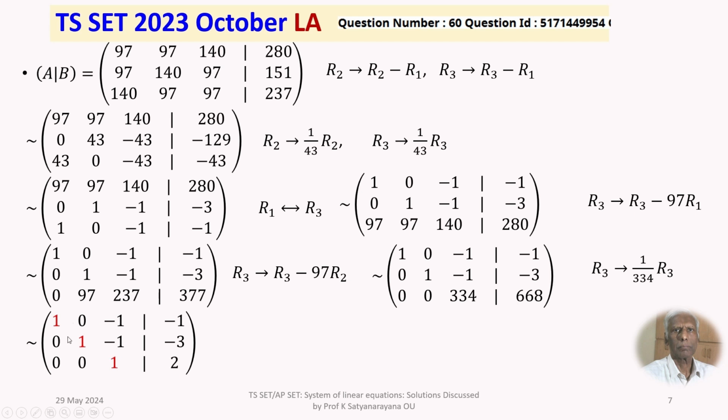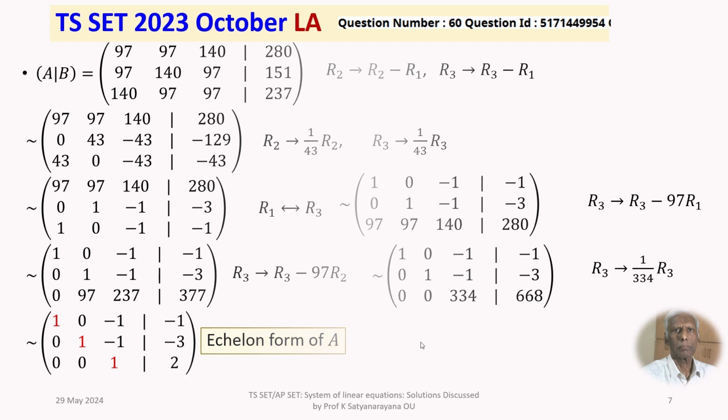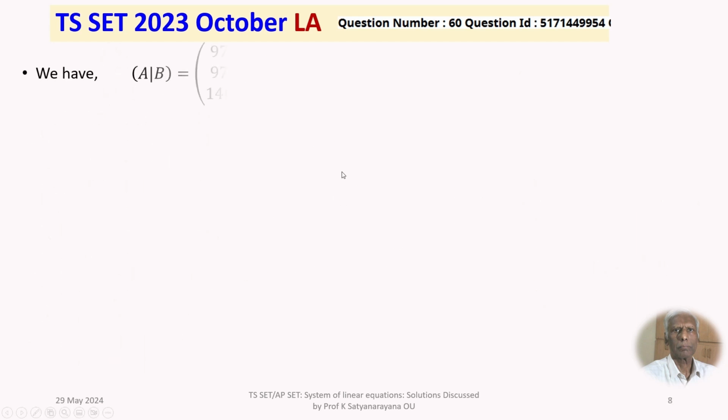And now look at this. Now it is an echelon form. So it is the echelon form of A with B. Anyway, it is an echelon form irrespective of A or B. Now look at A. The rank of A is 3. Look at A with B. The rank of A with B is also 3. So we continue in the next slide.